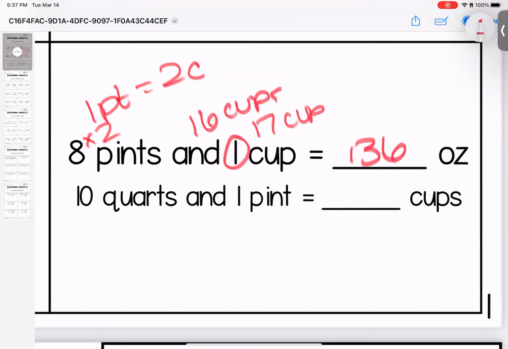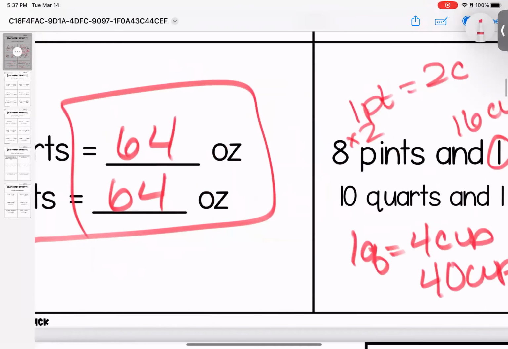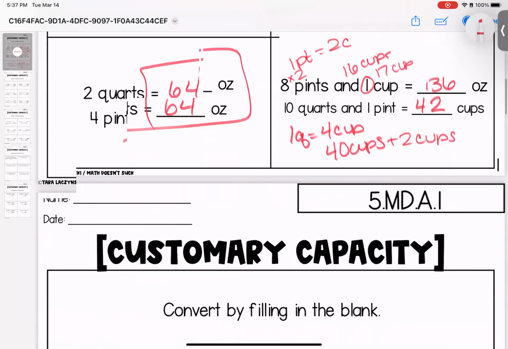Quarts to cups, I'm going to work my way through. So I know that 1 quart equals 4 cups. So starting there, 1 quart is 4 cups, 10 quarts is 40 cups. Then I have my pint. 1 pint is another 2 cups. So if I have 10 quarts and 1 pint, I have 42 cups. All right, moving our way along. That is the end of page 1. Any questions? Bring them with you to class.